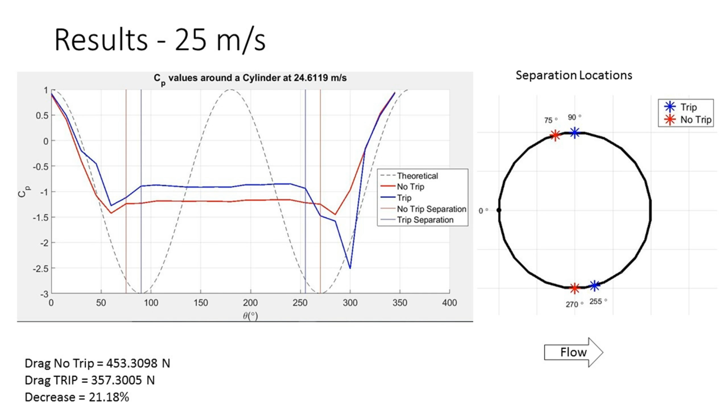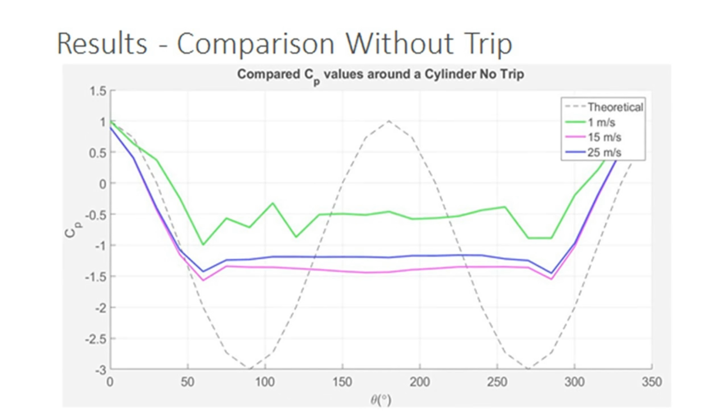Increasing the airspeed still yields similar results. At 25 meters per second, there are two clear separation points, and the tripped plot follows the sinusoid better than the non-tripped plot. As learned from the previous slide, we'd expect drag to decrease significantly because of this, and sure enough, it decreases about 20%.